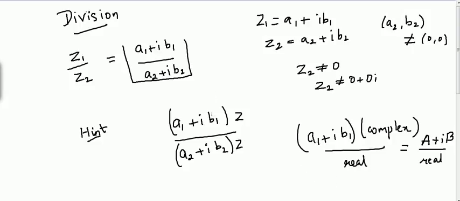So this is a hint that you have to choose a clever number z such that for the denominator (A2 plus iB2) times z, when you actually carry out the multiplication, the imaginary part becomes 0, or it just goes away, and so only the real part is left. And this I will leave it for you to figure out.